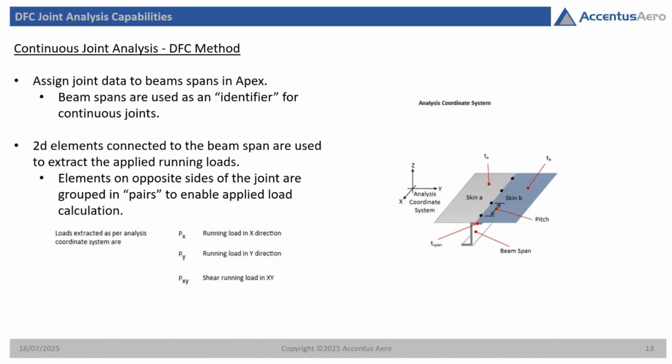All right, so continuous joints. How we do that is, again like we did with fasteners, we assign joint data to Apex, and for that we use beam spans as the identifier for a continuous joint. For the applied loads, we extract the 2D elements connected to that beam element, to extract the applied running loads across the joint. Elements on the opposite sides of the joints are grouped in pairs to enable applied load calculation.